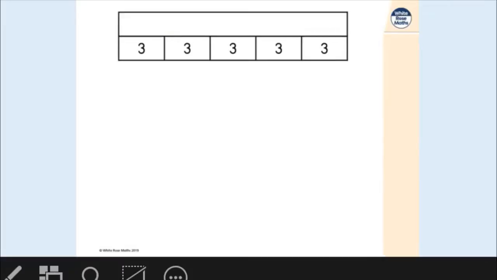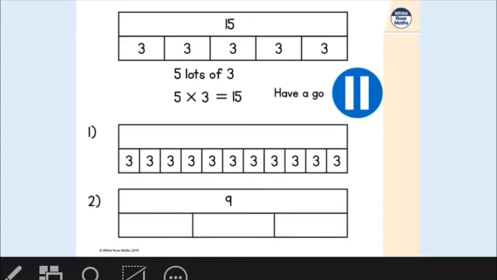Another way of showing the 3 times table is using a bar model. Here we've got a bar model. We've got groups of 3 along the bottom of it, and of course there's a missing number. How do we know what's going to go at the top? How many lots of 3 do we have? We've got 5 lots of 3, haven't we? Count them up. We now know how we write that as a number sentence. 5 times 3, of course we know that that's 15. So we'd write 15 there, okay, to complete our bar model.